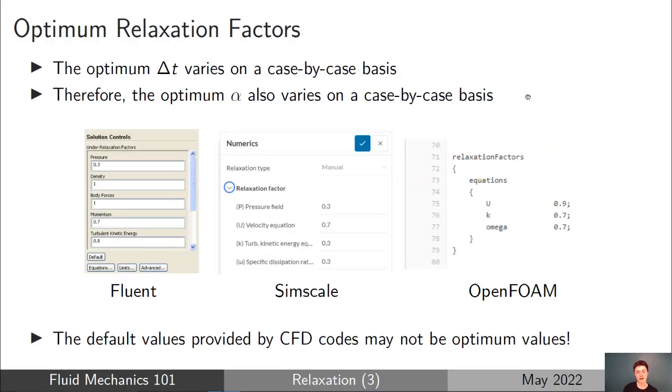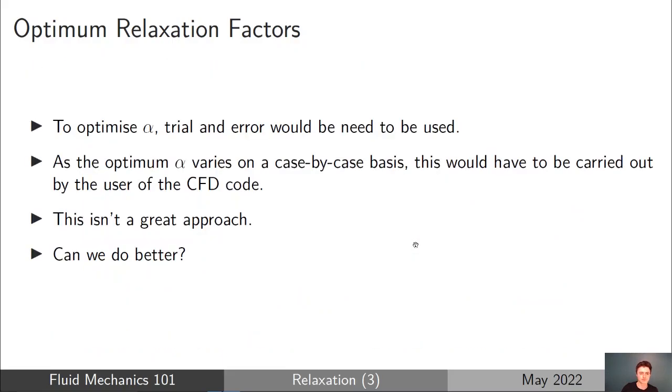And this is why, when you look at CFD codes, there are often a number of different relaxation factors that are provided to you by default, and these have been chosen as a compromise over many different cases, but it wouldn't be possible to have an optimum value for all CFD cases that you could possibly run, because of course the effective time step that would be best is also different for every single CFD case that you run.